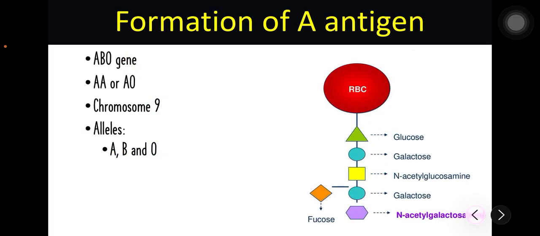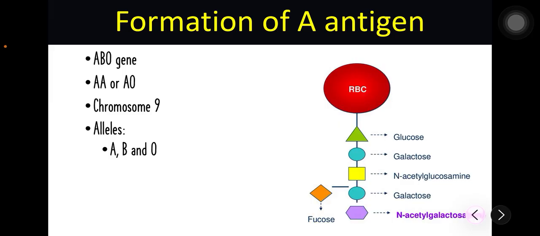Now let's proceed to the formation of the A antigen. It includes a multi-step biochemical process that occurs on the red blood cell membrane, governed by genetics and specific enzymatic activity. The instructions for creating the A antigen are located again on chromosome 9 at the ABO locus. An individual inherits one ABO gene from each parent, and if at least one of those is an A gene, the body will produce the specific tools needed to build the A antigen.